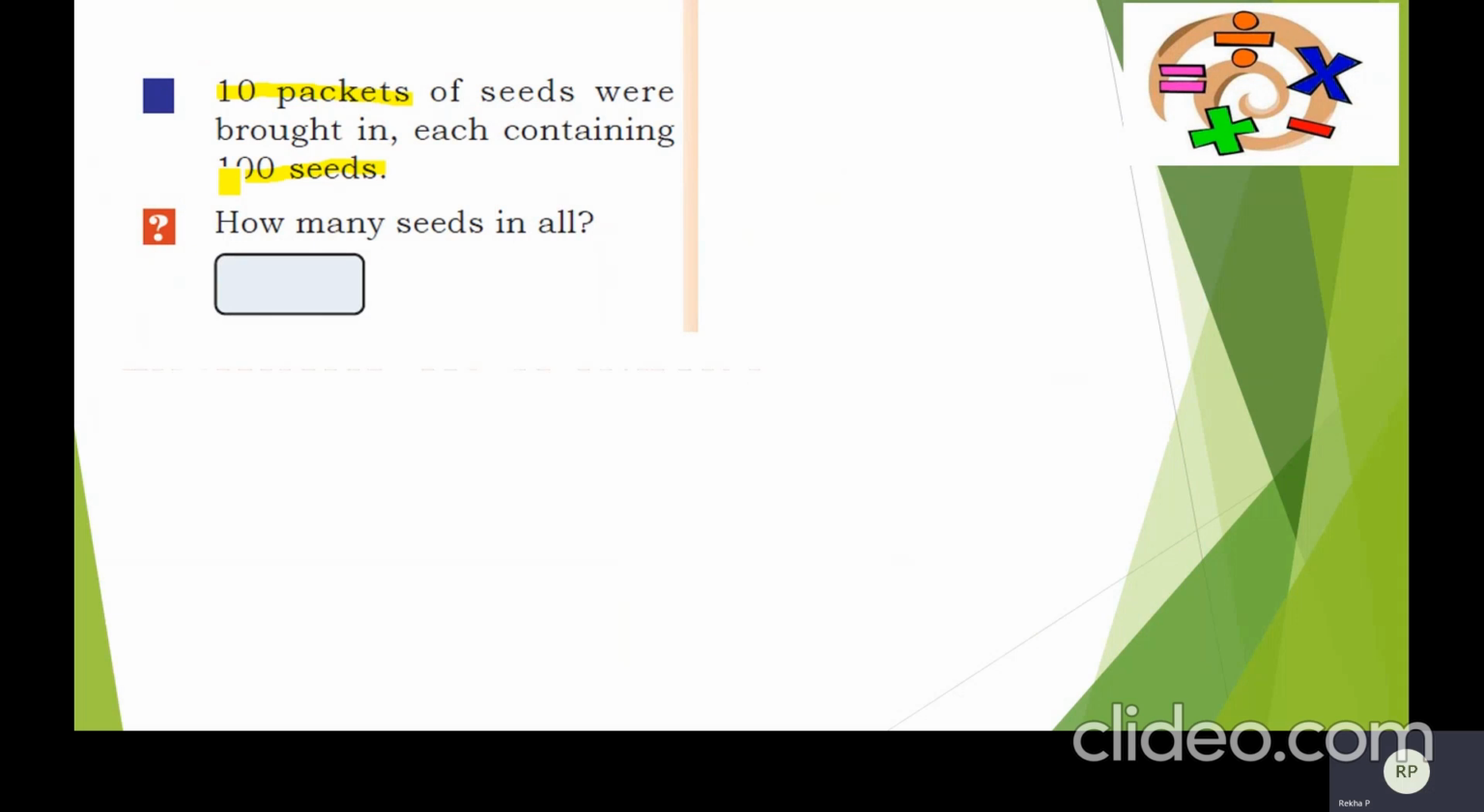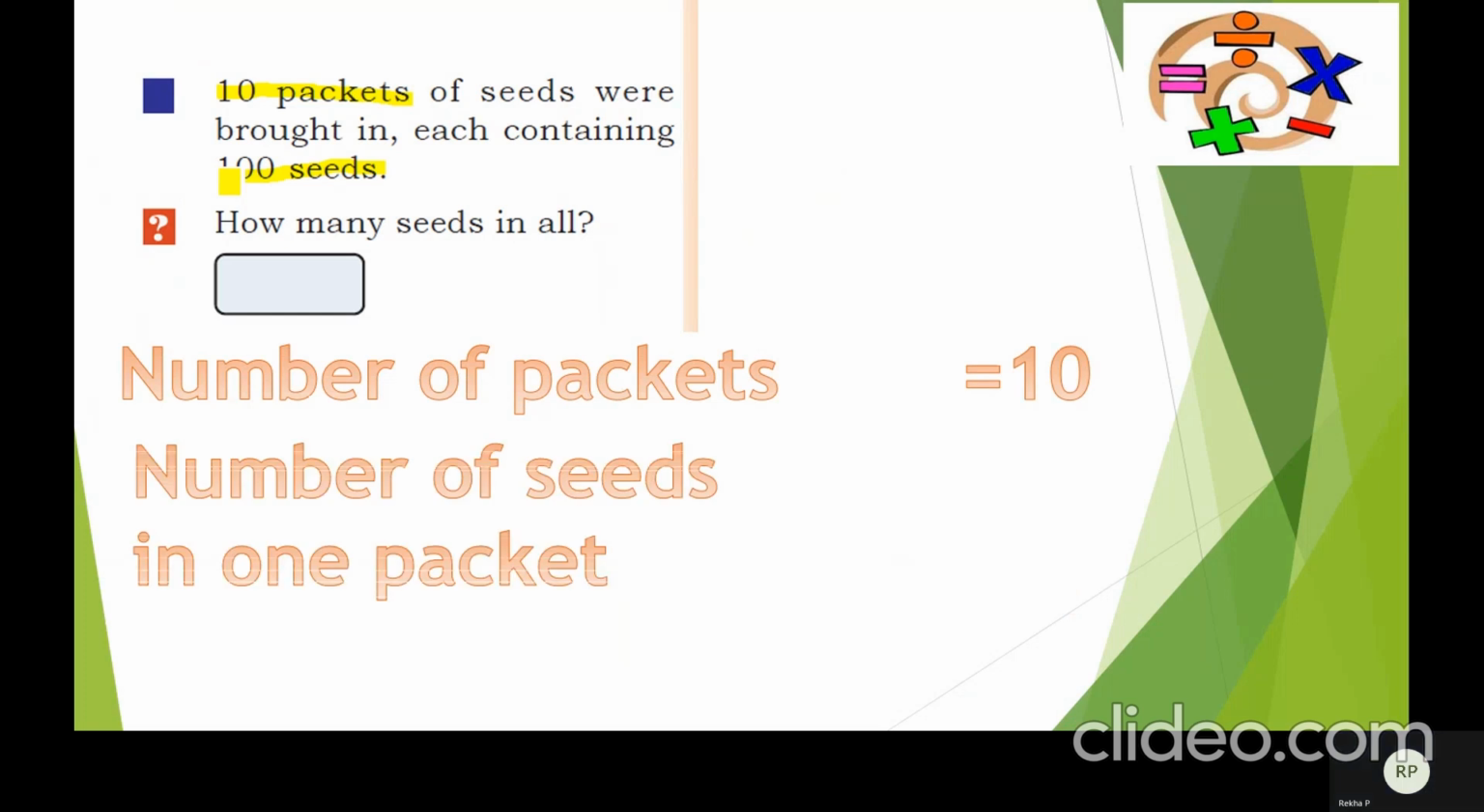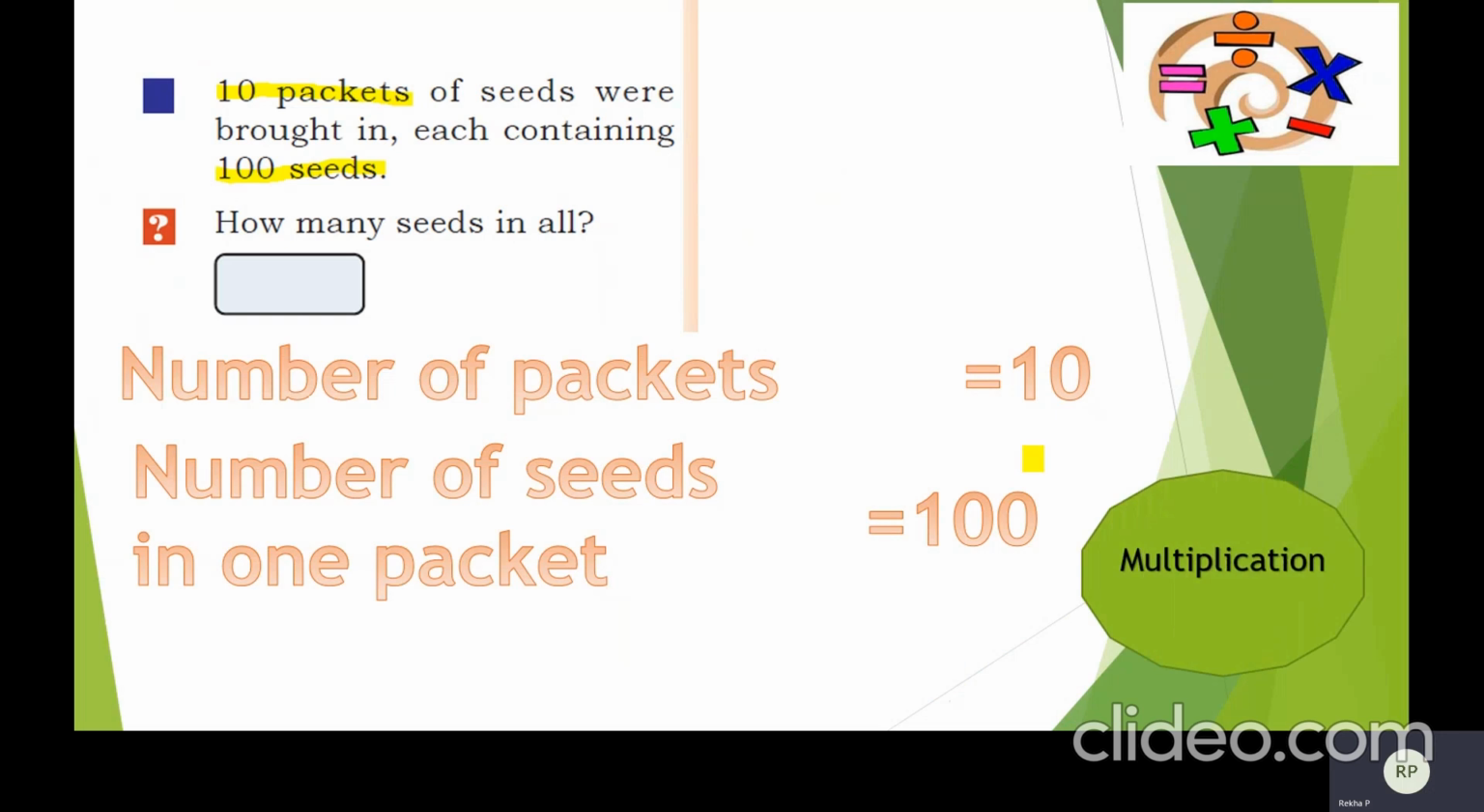So what is the number of packets? It's 10. Now, the number of seeds in one packet? It is 100. Now you have to find out how many seeds in total. You know what you have to do? You have to add this 100 ten times, repeated addition, or in another way, it is multiplication. So you have to multiply 100 into 10. 100 into 10, you will get the answer as 1000.